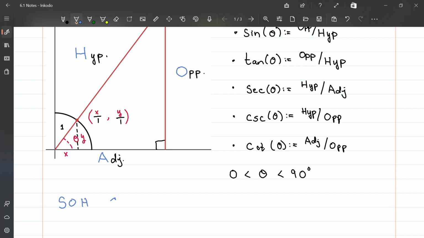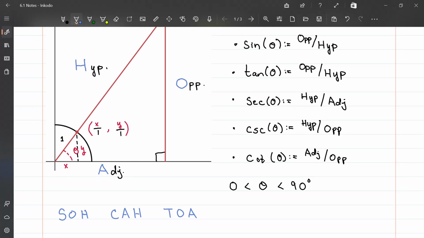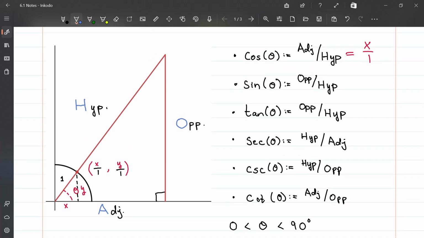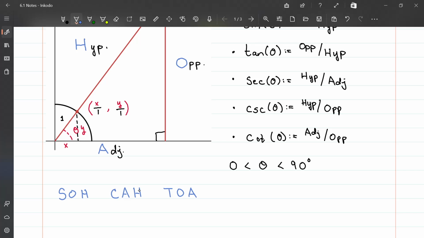SOH-CAH-TOA. Now, what does SOHCAHTOA mean? Well, if we look at sine, for example, sine is opposite over hypotenuse. So when I write SOH, what I am really saying is sine is opposite over hypotenuse. When I say CAH, C-A-H, what I mean is cosine is adjacent over hypotenuse. Cosine, adjacent, hypotenuse. And tangent then becomes opposite over adjacent.